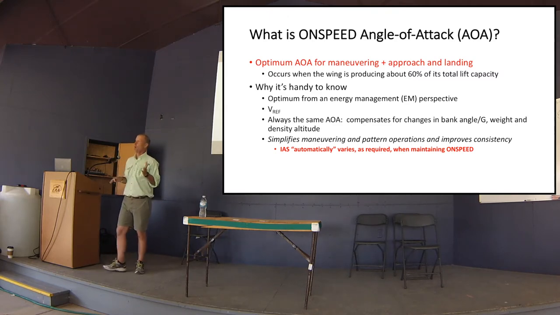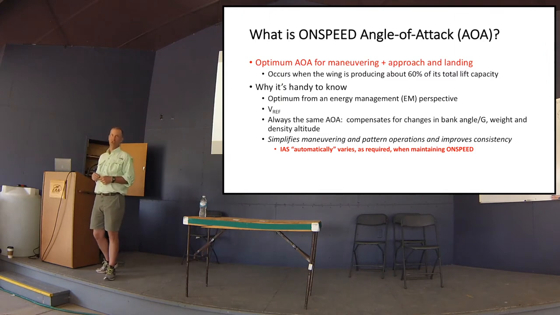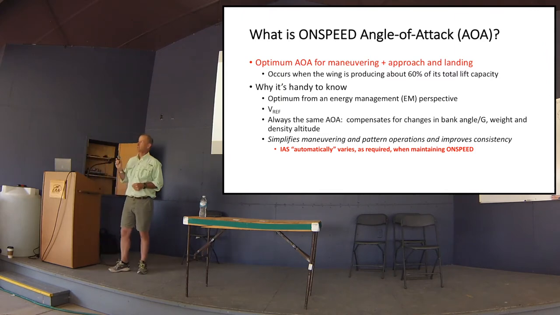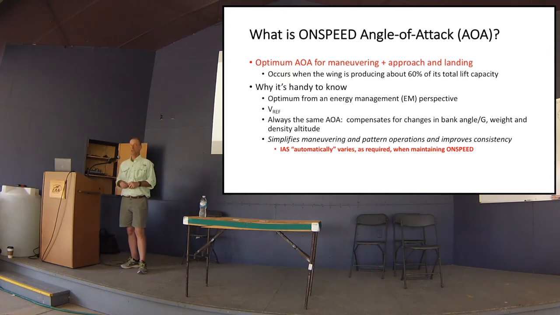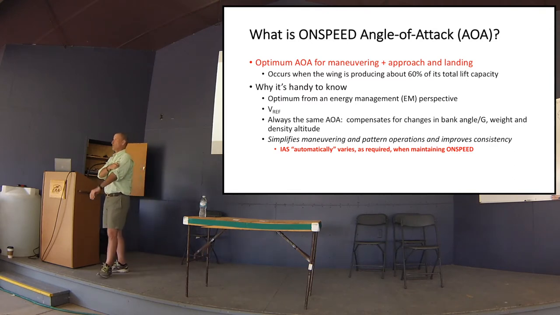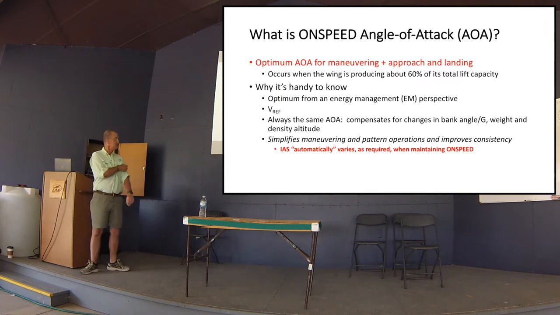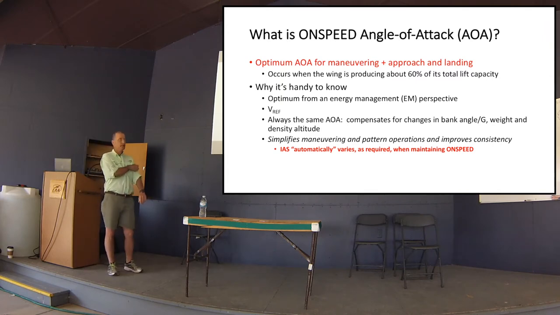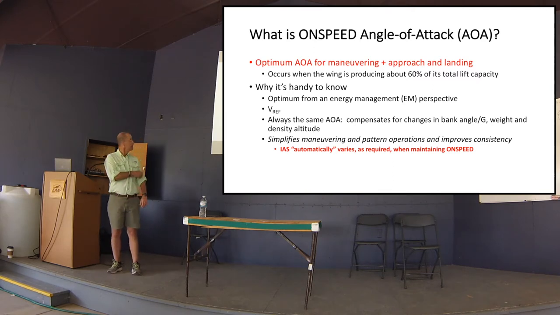And it occurs when the wing is producing about 60% of its total lift capacity. And that's an important number for some of the rules of thumb we use to develop some of these techniques. So we'll circle back to that in academics as well. But why it's handy to know what on-speed is: it's your optimum angle of attack from an energy standpoint for a lot of things. If you're maneuvering relative to the aerodynamic limit, it's VREF if you're coming in for approach and landing. It's always the same AOA, and that's really critical.